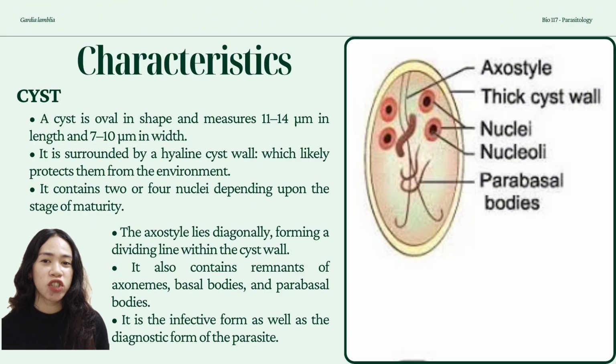A cyst is oval in shape and measures 11 to 14 micrometers in length and 7 to 10 micrometers in width. It is surrounded by a hyaline cyst wall which likely protects it from the environment. It contains 2 or 4 nuclei depending upon the stage of maturity. The axostyle lies diagonally, forming a dividing line within the cyst wall. It also contains remnants of axonemes or basal bodies and parabasal bodies. It is the infective form as well as the diagnostic form of the parasite.